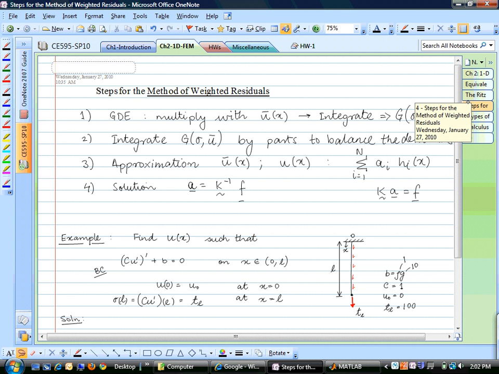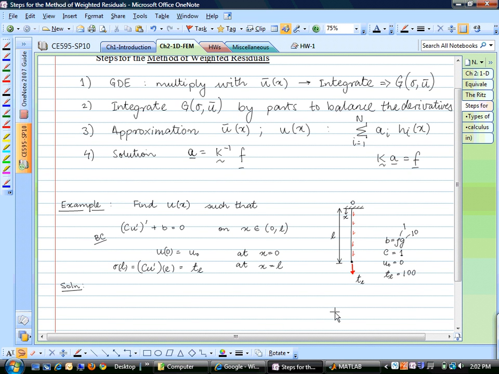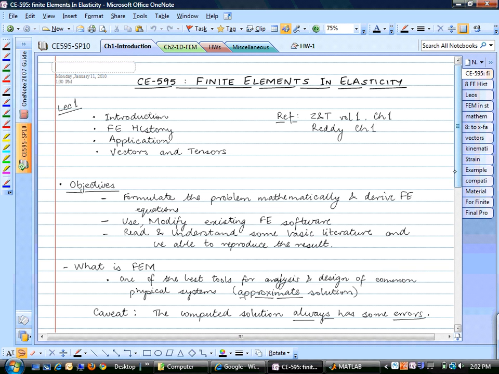Okay. So let's take an example of this. Does this problem look familiar to you? We were talking about this problem in maybe the second or the third lecture. This is a bar that is hanging from the ceiling. There is a body force, its own self-weight, and we are applying some end traction to it. The bar's length is L, and we are trying to solve for the displacement at every point X along the bar.